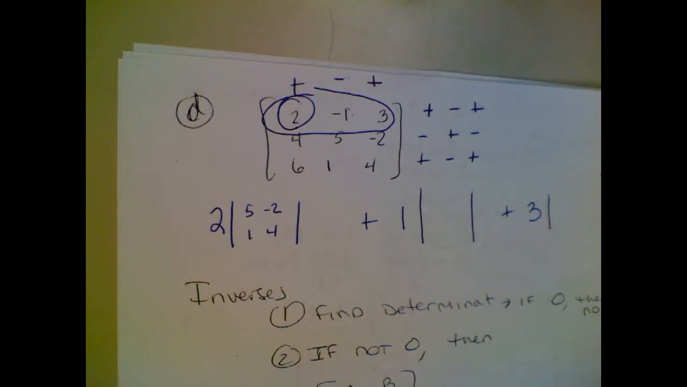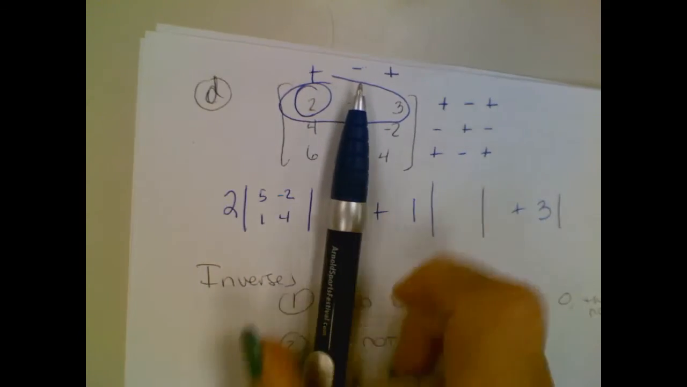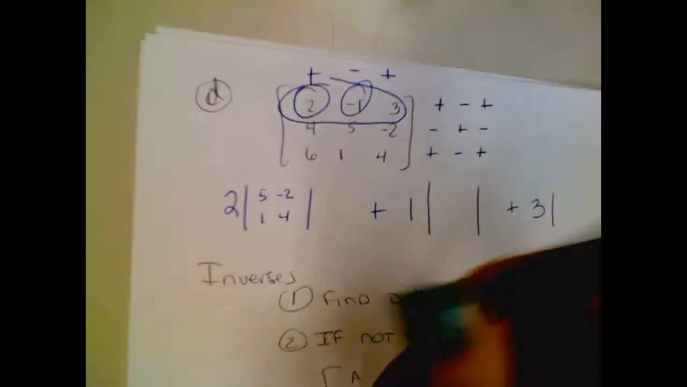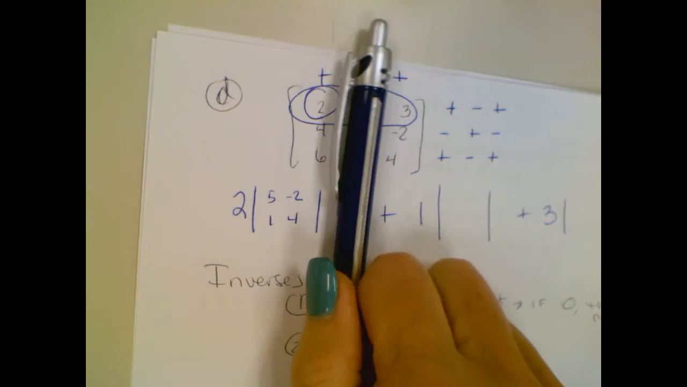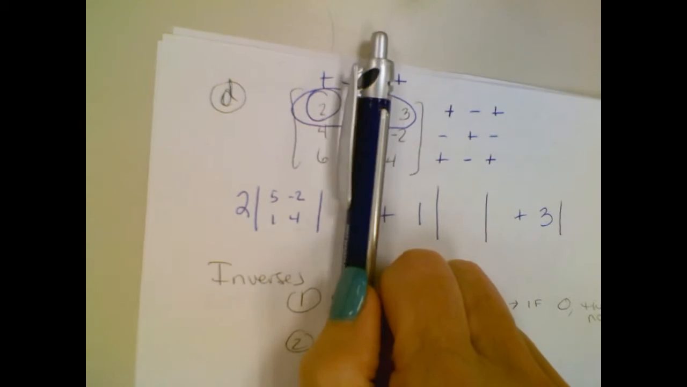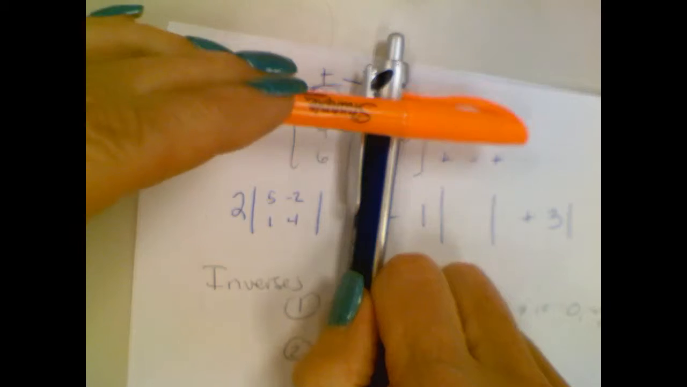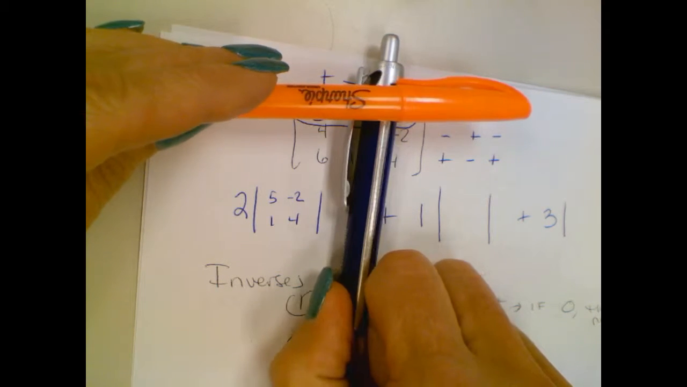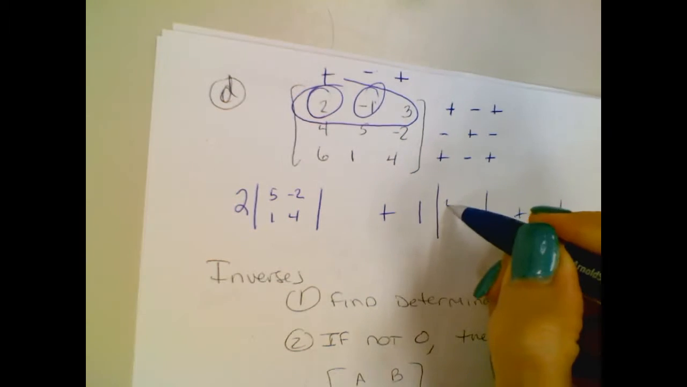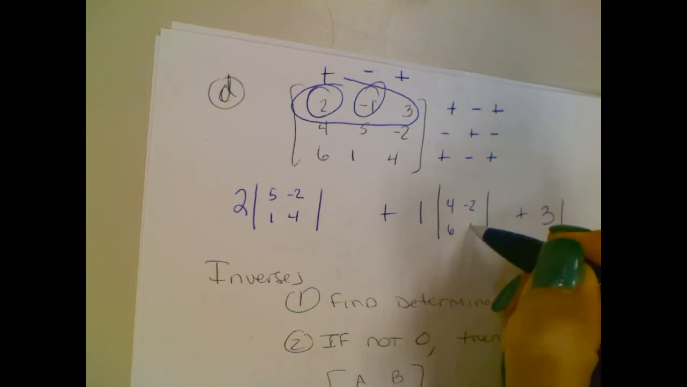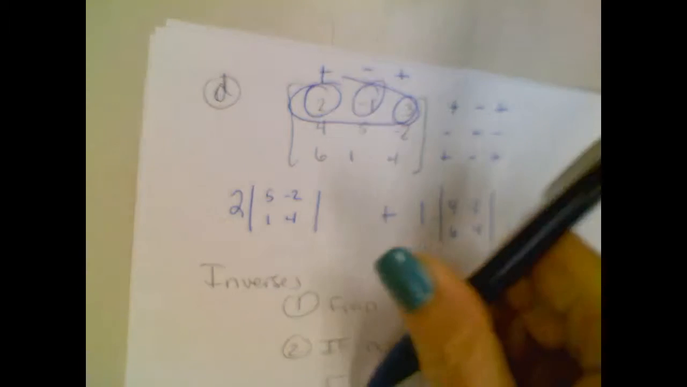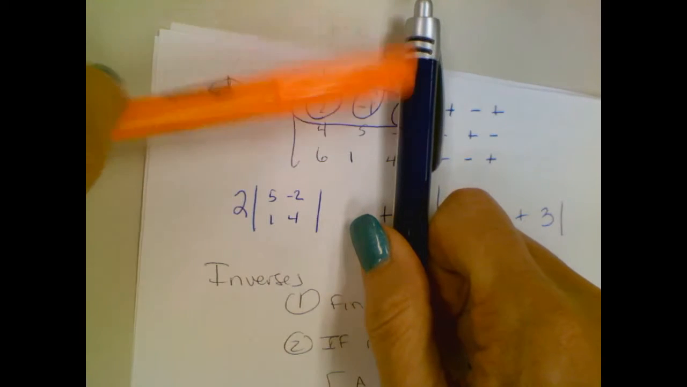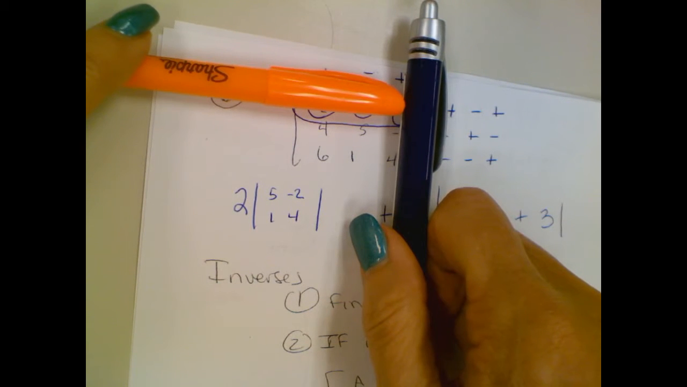Questions? Now the 1, this -1 here, but it's really 1 because we changed it. Cross off the column that it's in and the row that it's in. So what numbers are left? The 4, 6, and the -2, 4. Are you guys with me? And on the 3, if you cross off the column that it's in and the row that it's in, you're left with 4, 5, 6, and 1.